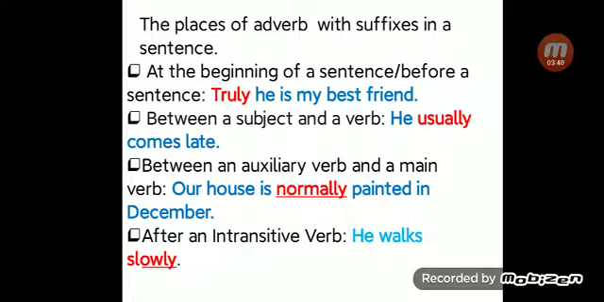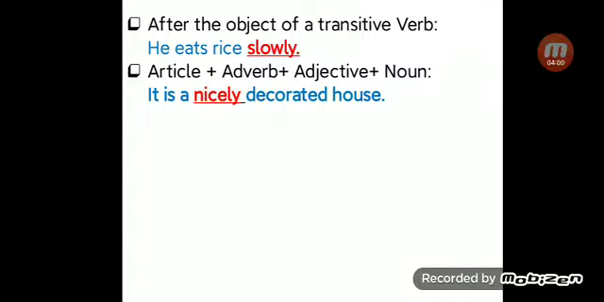Between an auxiliary verb and a main verb. Example, our house is normally painted in December. After an intransitive verb, he works slowly. Here slowly is the adverb. Here the words in red are the adverbs. After the object of a transitive verb, he eats rice slowly. Article plus adverb plus adjective plus noun: it is a nicely decorated house.